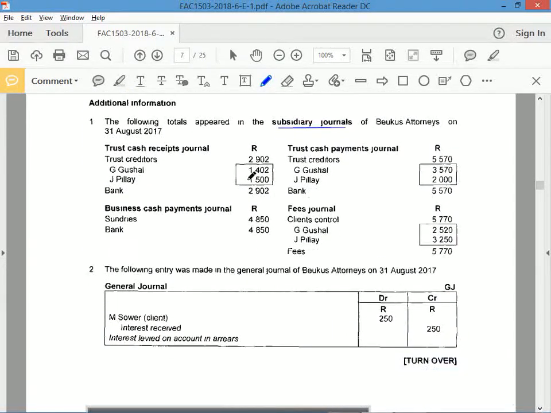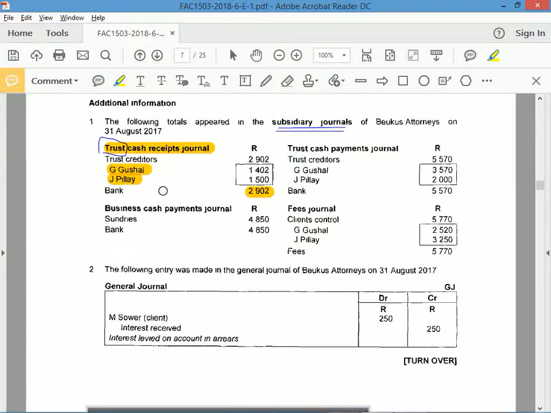Okay, additional information. The following totals appeared in the subsidiary journals. We need to know if any of these journals are going to affect the trust bank account or the client control. So if I look at the first one, I can see this is trust cash receipts. I definitely need that. Why? Well, if I'm collecting money from my client, the trust bank account is going to go up. Okay, more money in the trust account because more clients have given you money. Okay, there's the total.